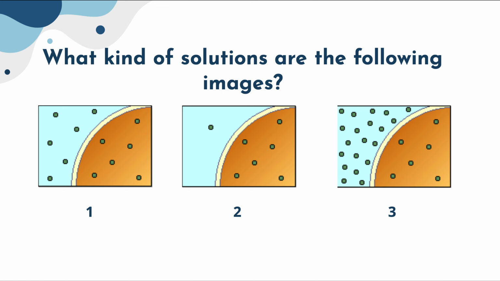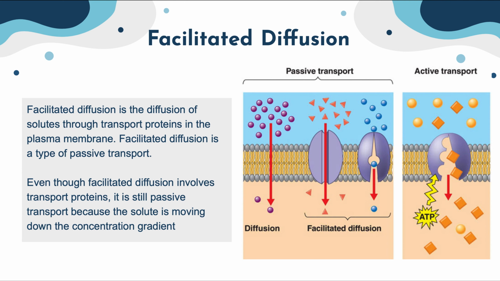If you want to, I'd suggest that you pause the video here and answer what kind of solution each of the following images is. Now the answers. The first one is an isotonic solution. The second one is a hypertonic solution, and the third one is a hypotonic solution.